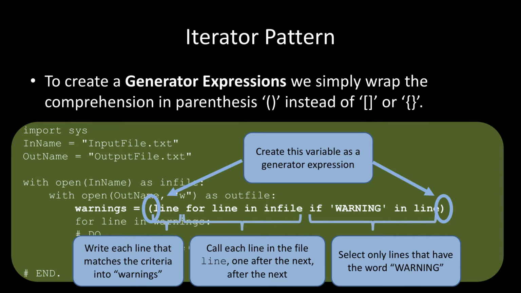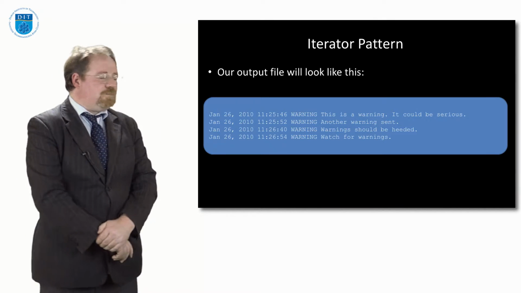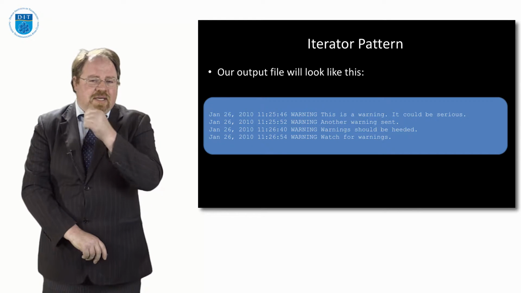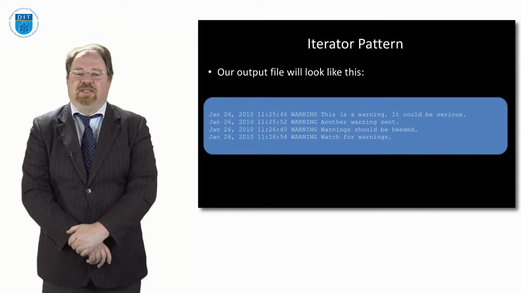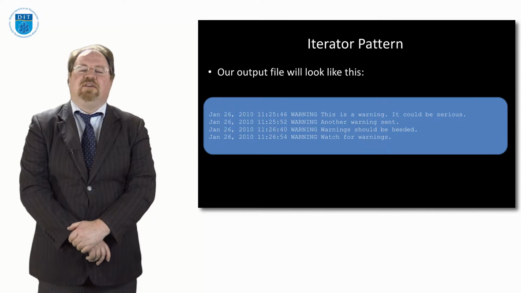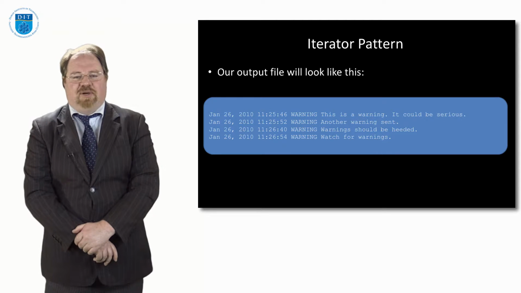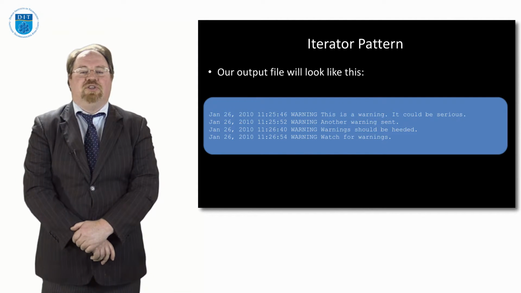Because the brackets are round, that means we're not creating a temporary list. So that means we can parse very large files quite quickly. And our output will look something like this. It'll just have all the warnings from the original file. So square brackets for list comprehensions, curly braces for set and dictionary, and then round brackets for generators.